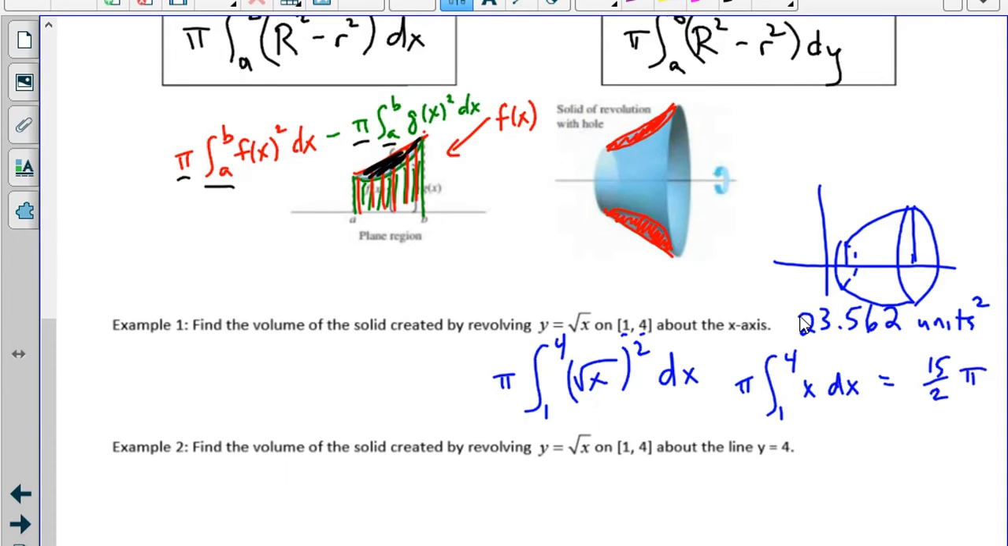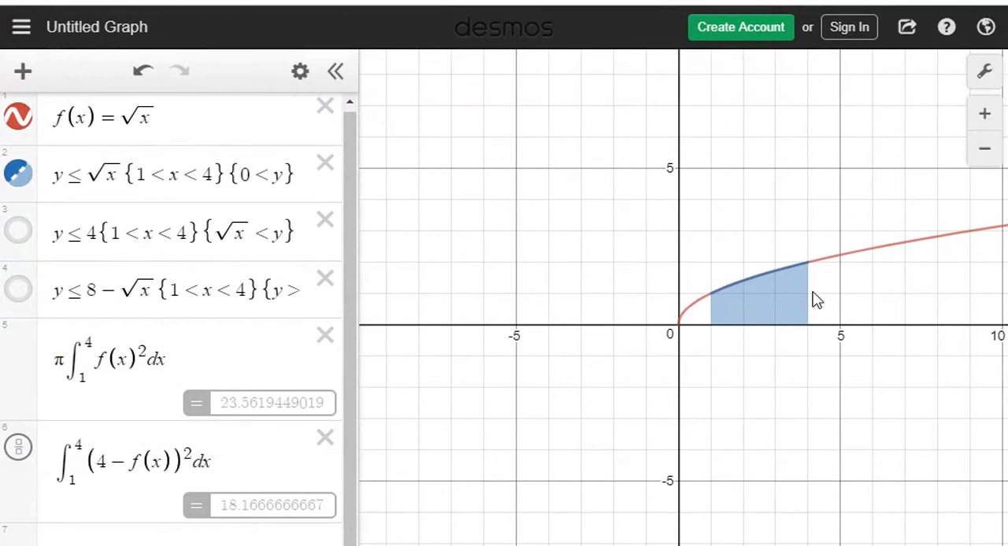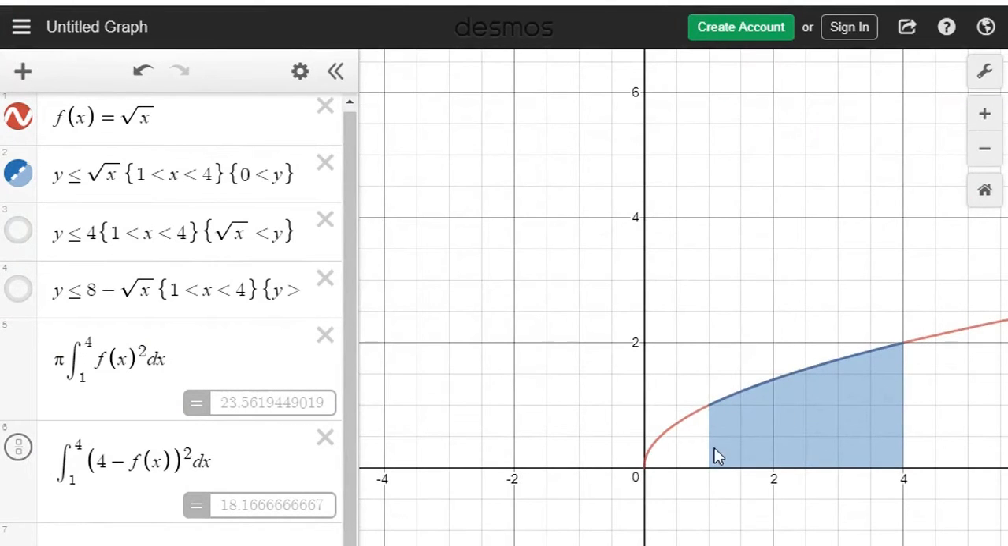Now, in example 2, what happens if I rotate this around the line y equals 4? That ends up making everything totally different, and we're going to go back to Desmos and see what's going on. If I rotate this around the line y equals 4, my radius changes completely. Instead of this looking like that, where my radius is exactly the height of f of x, I'm trying to find out what happens when I rotate this area around the line y equals 4. The radius is totally different than when it was here. The radius is now 4 minus f of x.